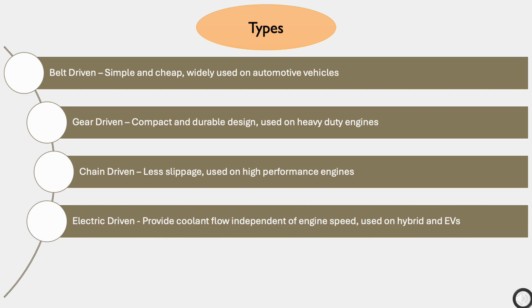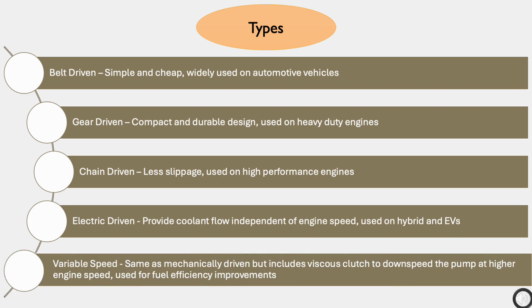Next, we have electric pumps, which are used in hybrid and EV vehicles. They are not dependent on engine speed because power is drawn directly from the battery and not the engine. And lastly, some companies are using variable speed pumps, which are very similar to mechanically driven pumps, such as belt-driven, except these pumps use a viscous clutch to change the pulley diameter to downspeed the pump at higher engine speed. This pump provides better parasitic power by slowing the pump at higher engine speed.